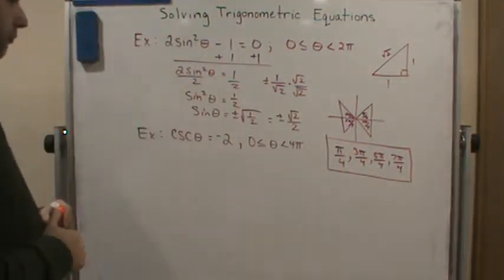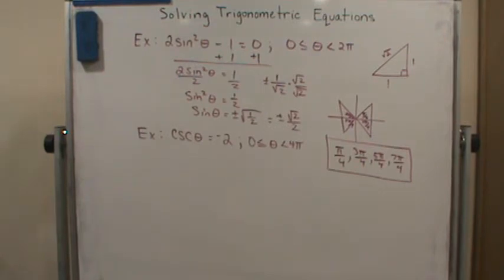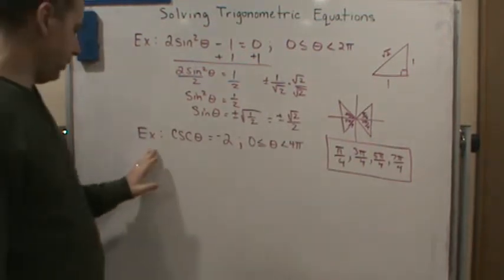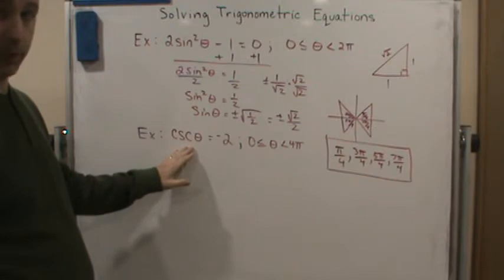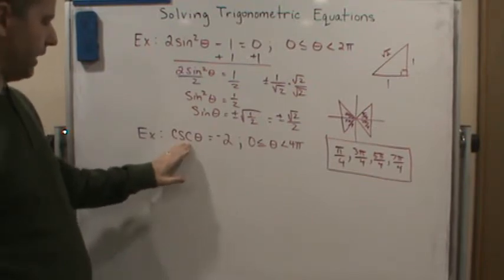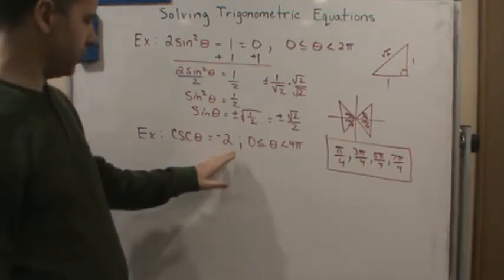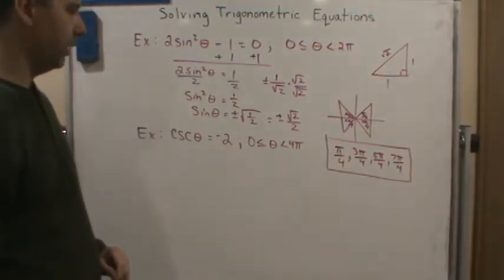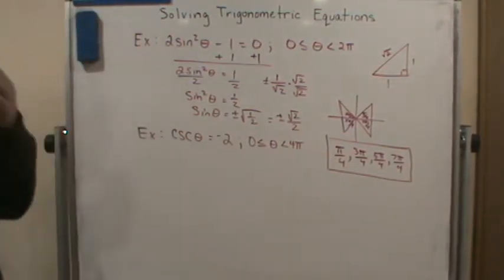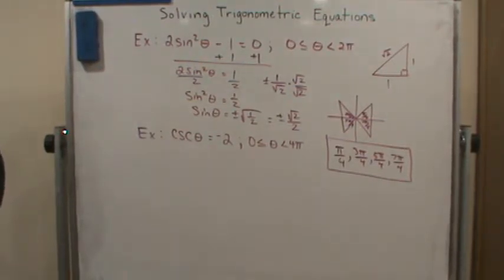Okay, now, that's the first one. Okay, now what about the second one? The second example is cosecant, so we're dealing with something other than sine, right? So we're dealing with a reciprocal function. So cosecant theta equals -2, and we want the angle from 0 to 4 pi. Okay.